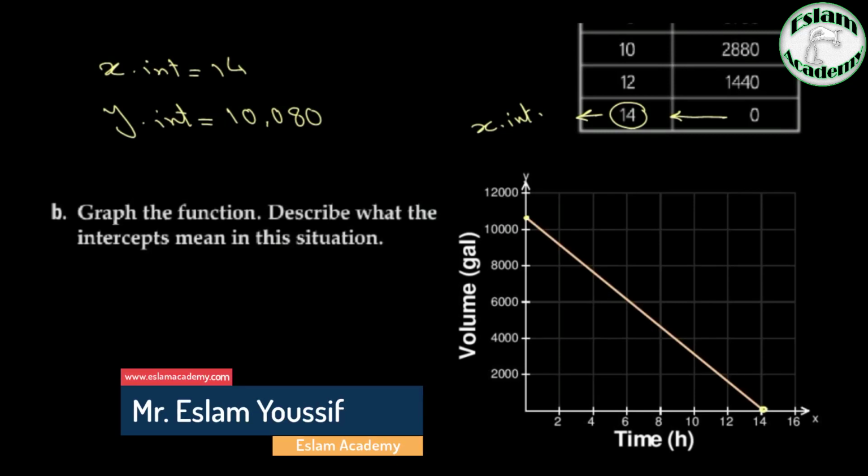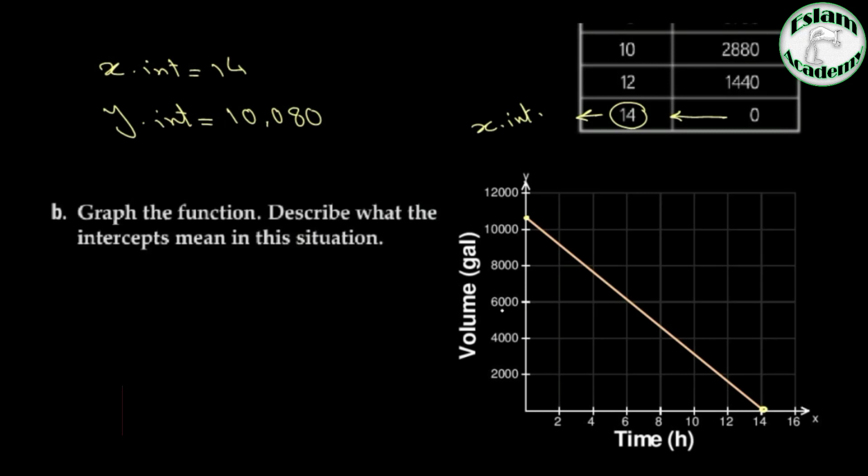After graphing, we need to describe what the x-intercept and y-intercept mean in the situation. The y-intercept means that at 0 hours, the volume was 10,080. And the x-intercept means that after 14 hours, the volume will be 0.